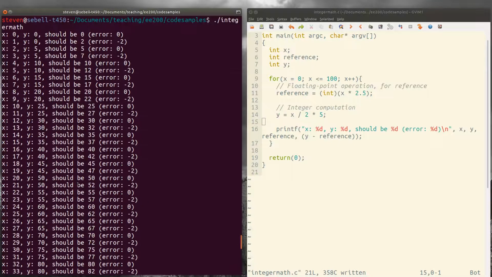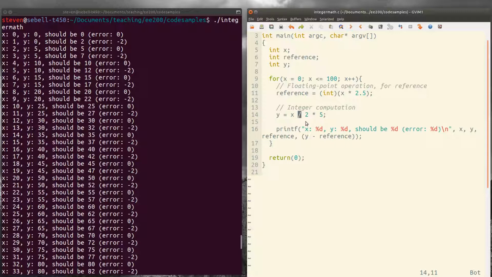So let's go back. For example, for 10, this works out correctly. We get no error. If x is 10, then x divided by 2 is 5, times 5 would be 25, and that's the correct answer. But if x is 11, we still get 25. 11 divided by 2 would be 5.5, and again, that half is getting dropped. So this still ends up evaluating to 5. We multiply by 5 and we get 25 when we really wanted to get 27.